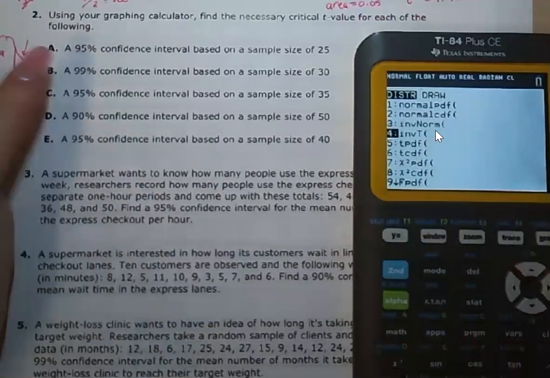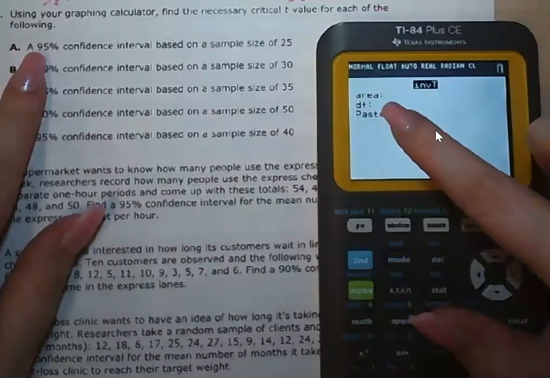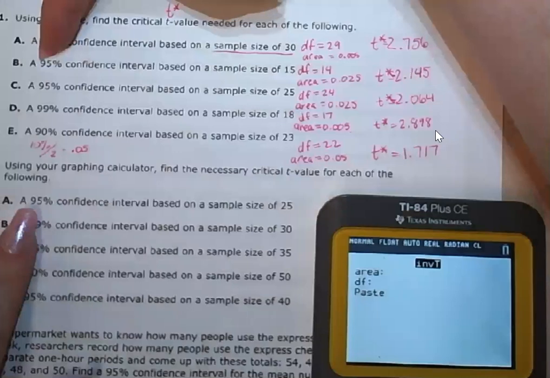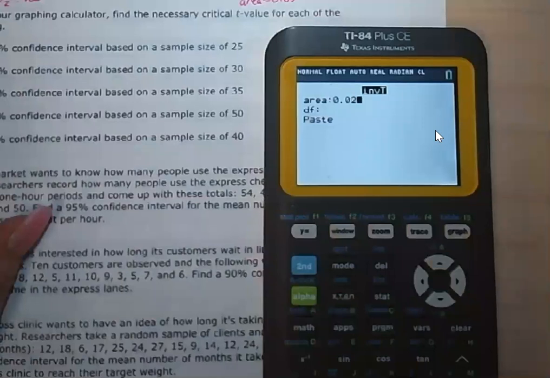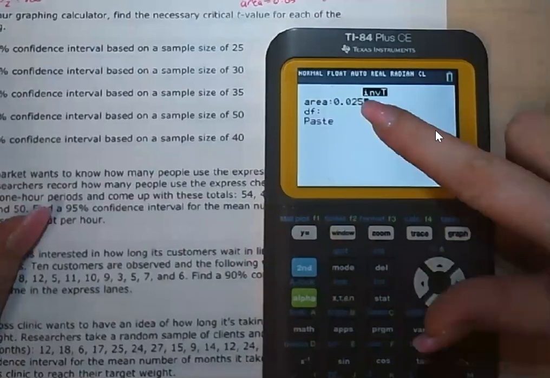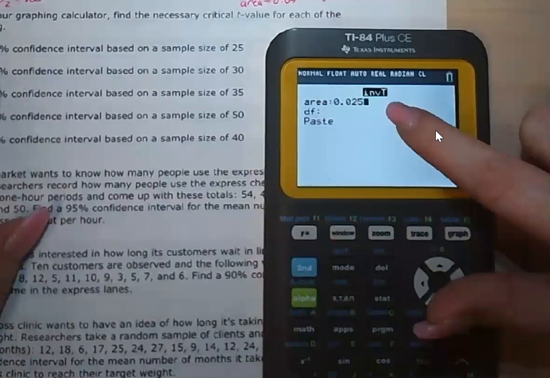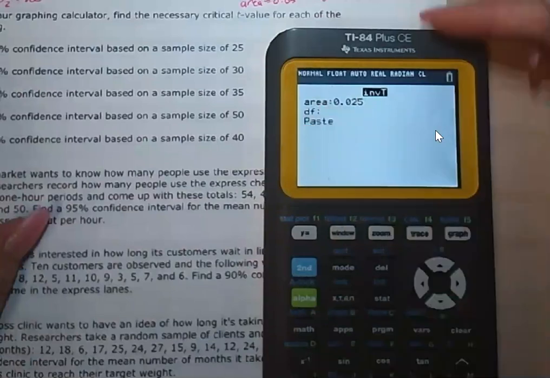So for inverse t, I'll go ahead and hit enter there. It says, what's the area? And again, with the area here, I need to put in the tail area, just like we did up in number 1. We did calculate already here that for a 95% confidence interval with any sample size, we're looking at a tail area of 0.025. So I can put 0.025 into my calculator here for the area. But remember, the inverse t option in your calculator gives you the opposite tail. Instead of giving you the upper tail, it gives you the lower tail, which means the t star I'm going to get out of here is going to be negative, but it really doesn't matter.